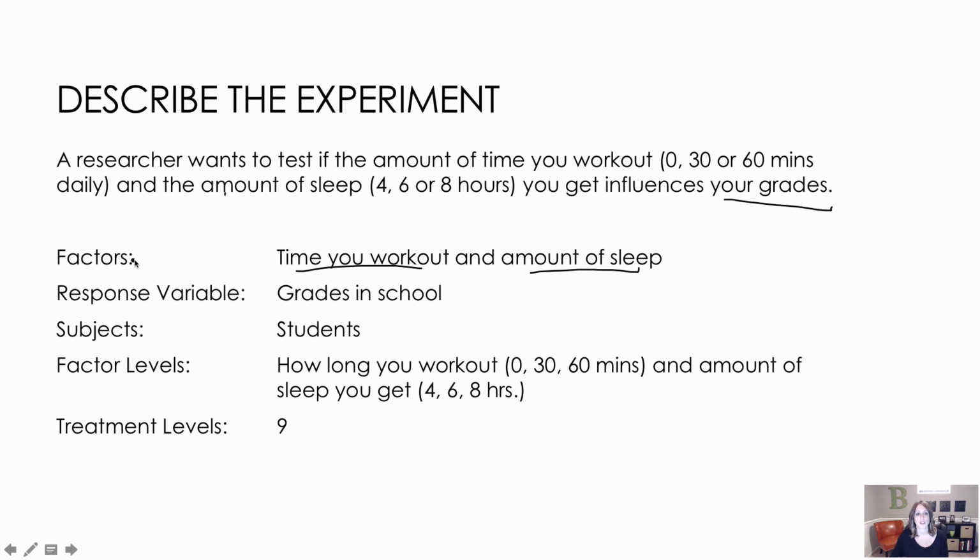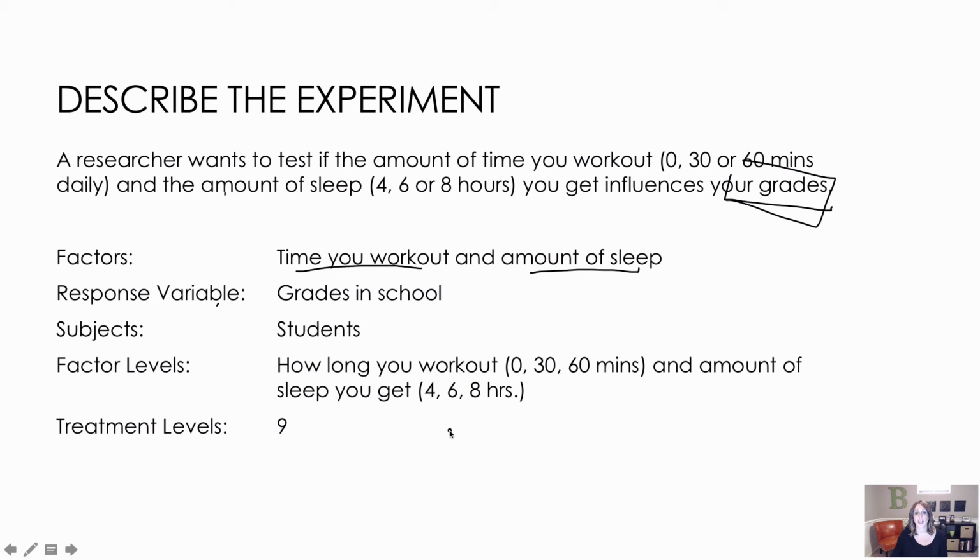Those are the factors. The response variable is what we are measuring, which is grades in school. Who are the subjects? The students that we are studying. What are the levels? So we've got how long we work out, 0, 30, 60 minutes, and the amount of sleep that you get, 4, 6, or 8 hours. There are 9 treatment levels.